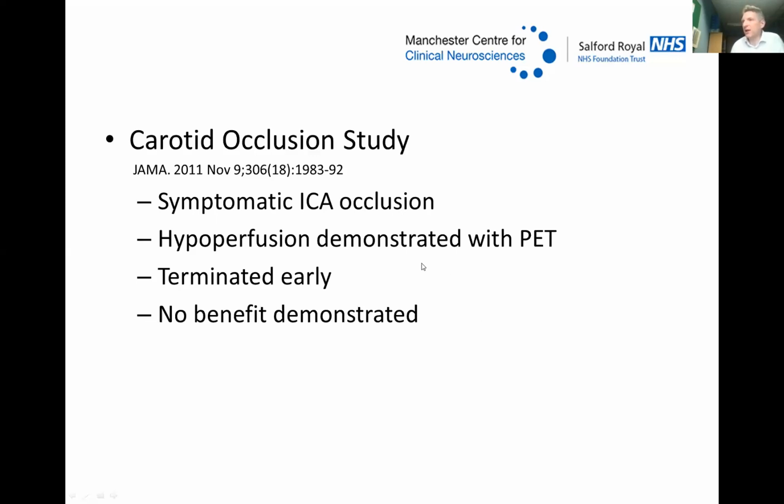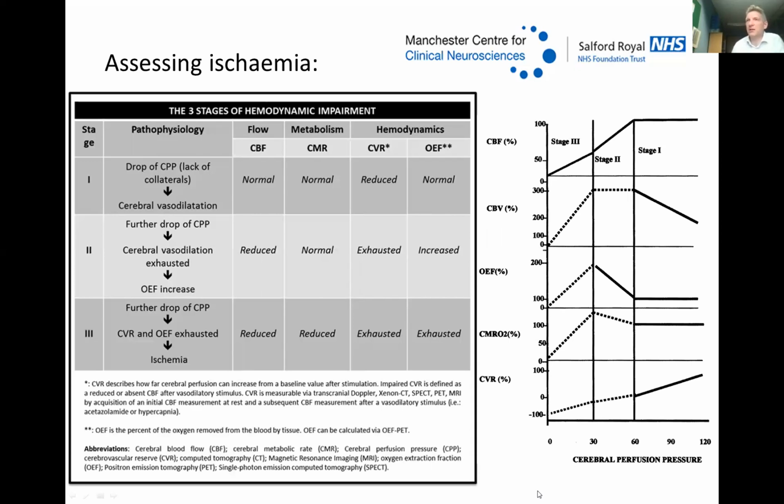So if we look at ischemia, there are thought to be 3 stages of impairment. If you look at reducing cerebral perfusion pressure, in stage 1 you have a normal response in that your blood volume would go up, your oxygen extraction fraction would remain the same, and your vascular activity would go down, but you're maintaining your blood flow.